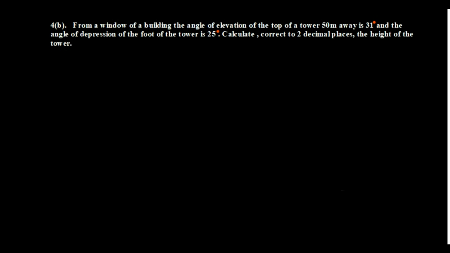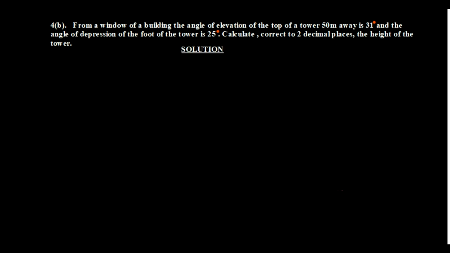Right, so we're going to start with that. As we can see in the question, talking about the window of the building, the tower is 50 meters away from the window, and the angle of elevation is 31 degrees, and the angle of depression to the foot of the tower is 25 degrees. And the question said that we should calculate the height of the tower, correct to 2 decimal places. Let's start with that.